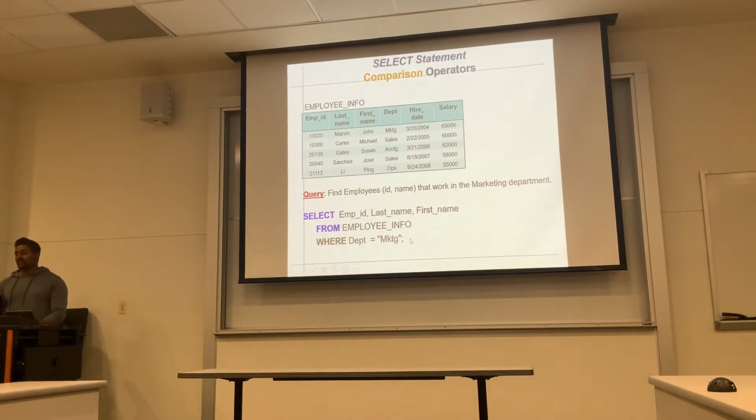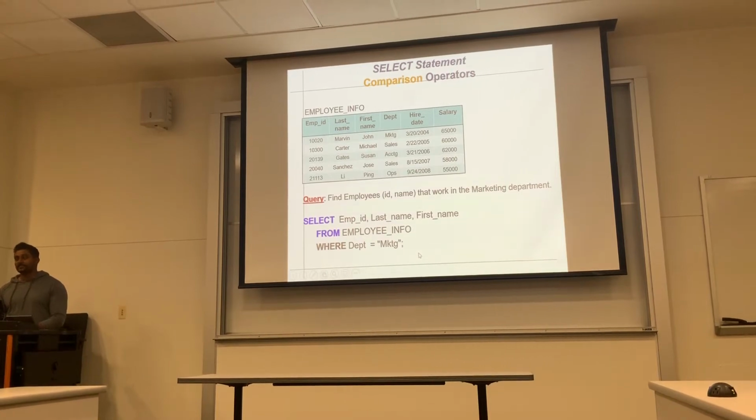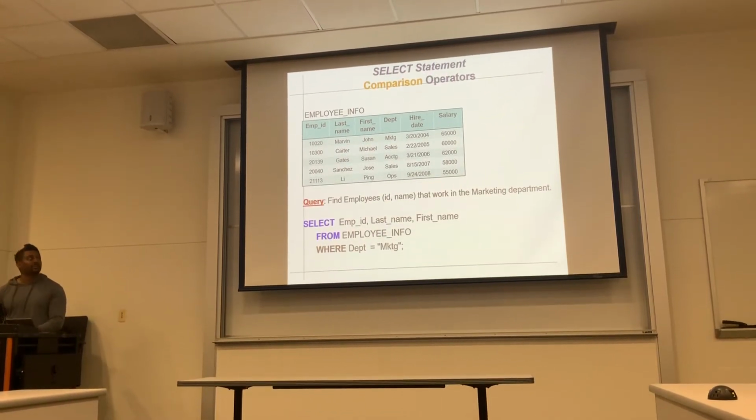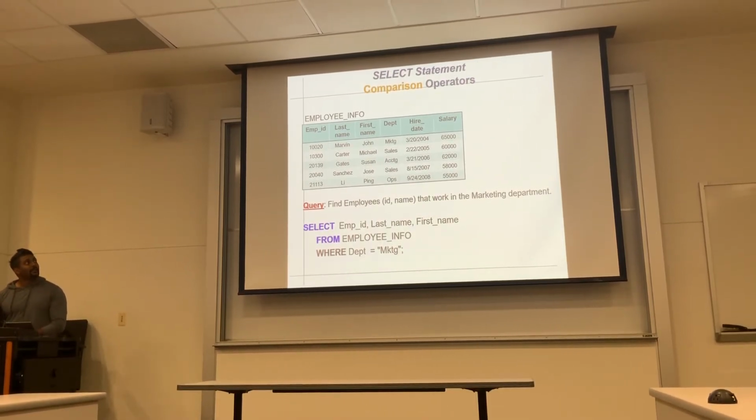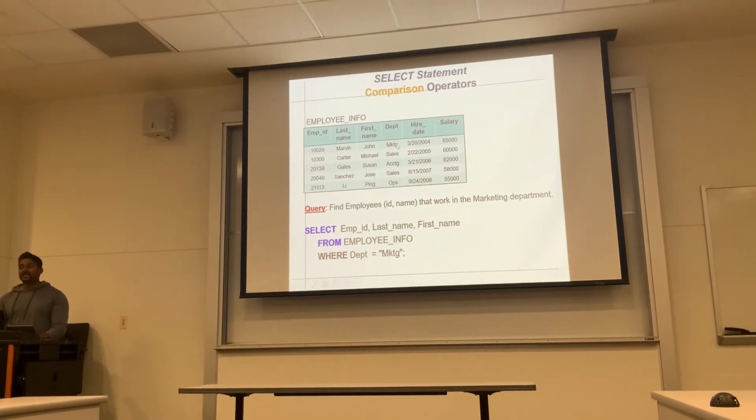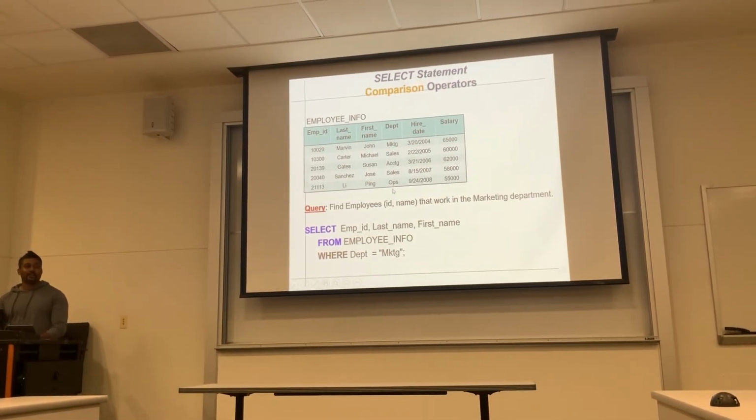So what do you think this is going to return when I run this query? Anybody have any idea? It's only going to bring the employees from the marketing department. What would it pull back? The ID, the last name, and the first name from the marketing department. John Marvin. It would only bring back John Marvin because he's the only person in this marketing department. Everybody else is in a different department.